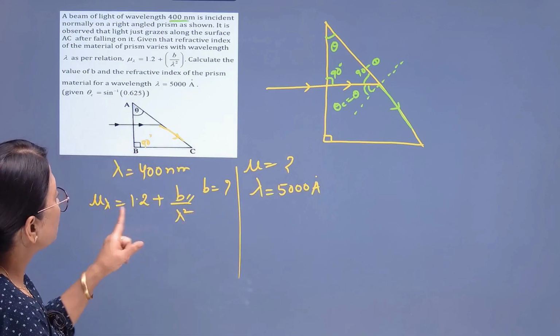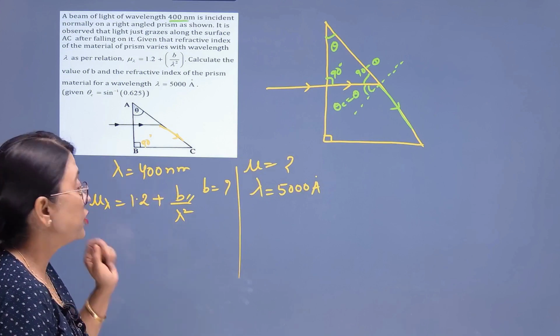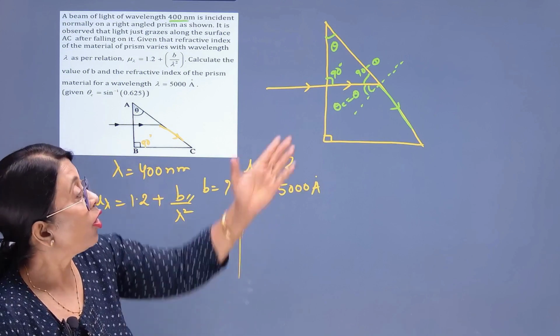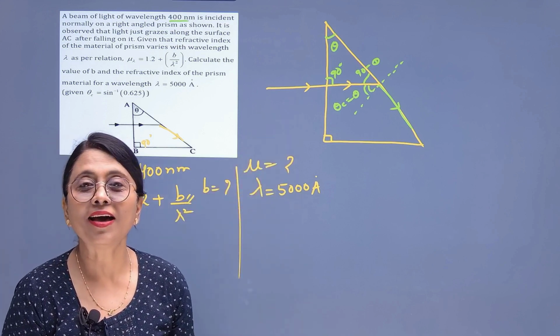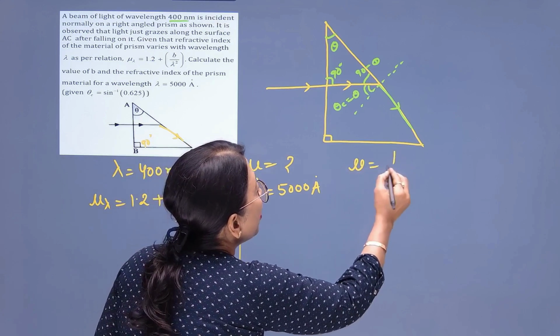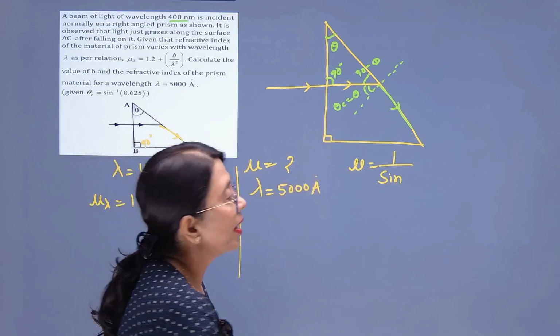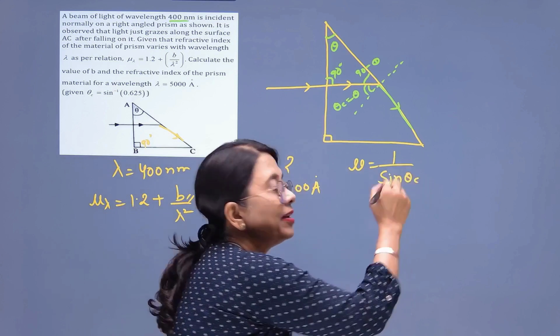तो सबसे पहले b फाइंड आउट करते हैं. आप ध्यान से देखो बच्चों कि मुझे b फाइंड आउट करने के लिए लेमडा है मेरे पास. ये 1.2 है. मुझे क्या चाहिए? म्यू लेमडा. कंडीशन कौन सी है? TIR की. All of you know that the refractive index is equal to what? 1 by sin iC. iC की जगह what we are going to write? Theta C. यहाँ theta C लिख देते हैं.